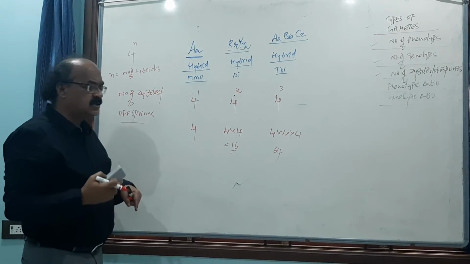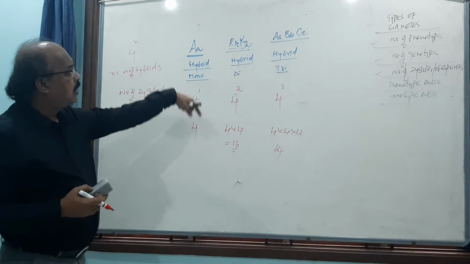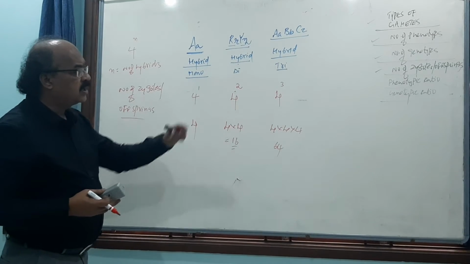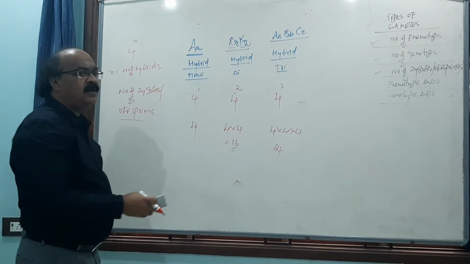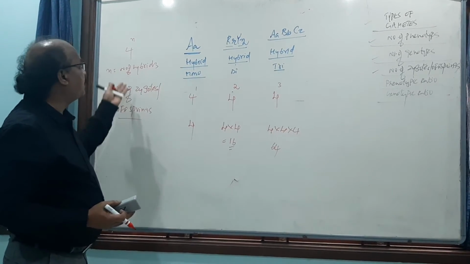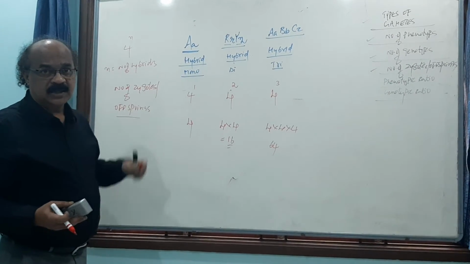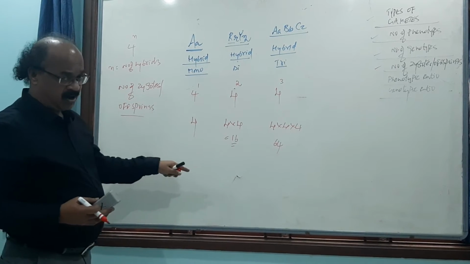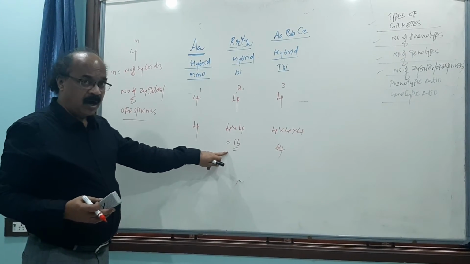Generally in our examination, in our syllabus, up to dihybrid is there. Whether it is a tetrahybrid or pentahybrid, the phenomenon is the same, the principle is the same, the formula is the same: 4 raised to n for the number of zygotes or number of offsprings.